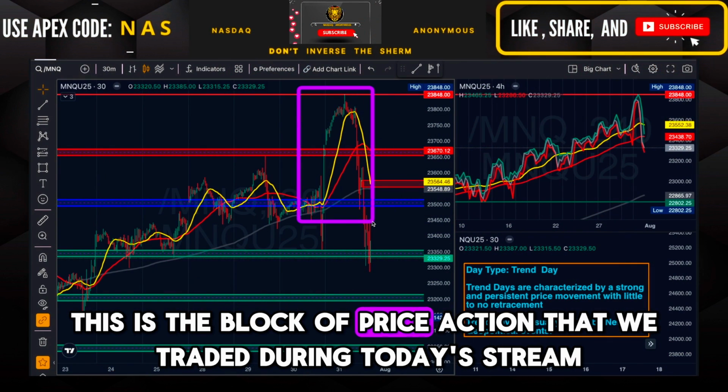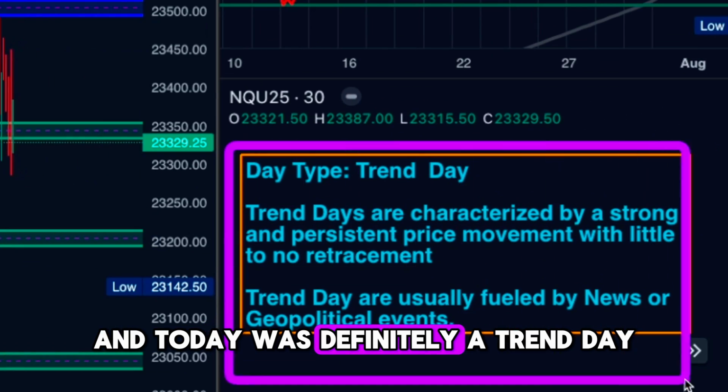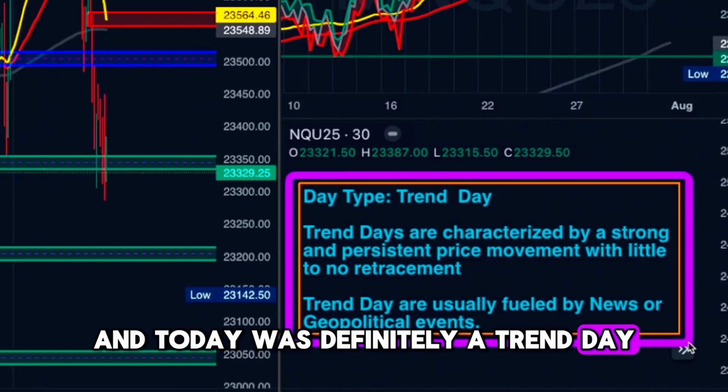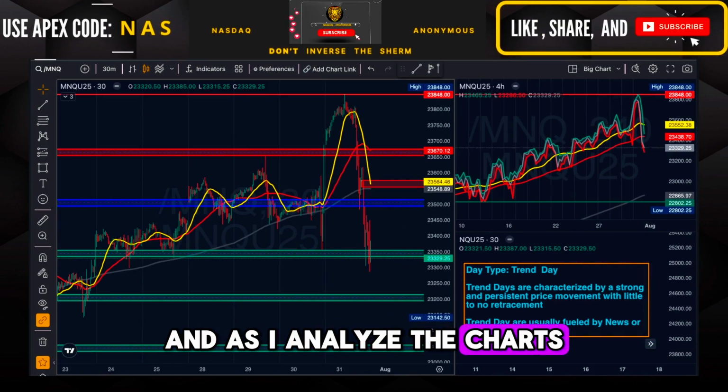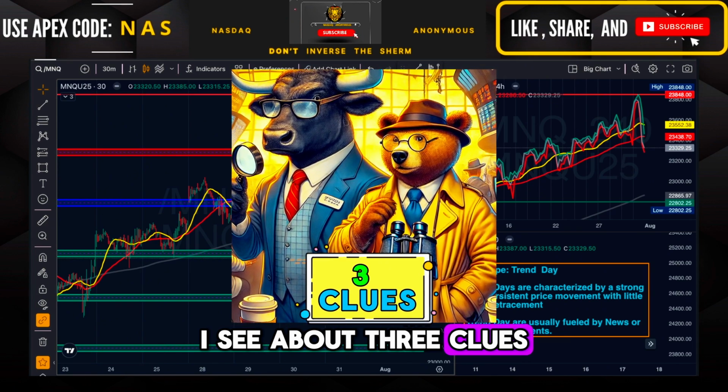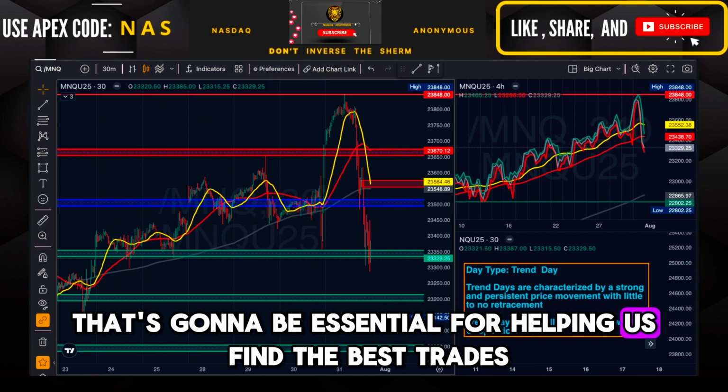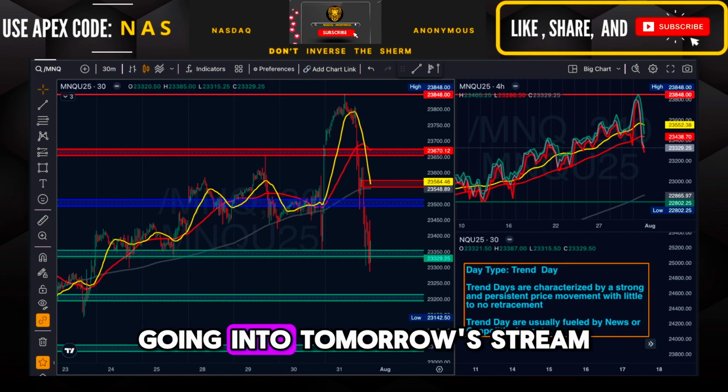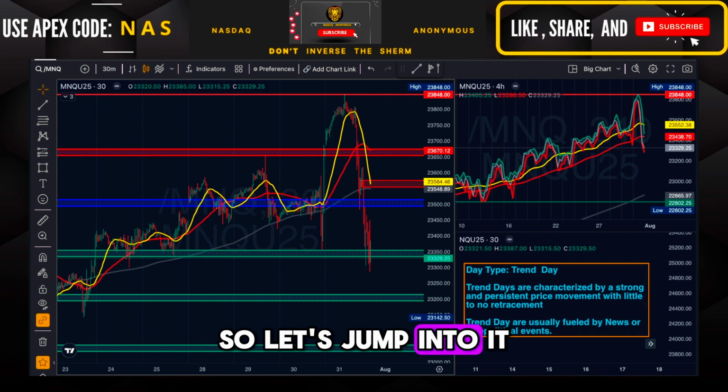This is the block of price action that we traded during today's stream, and today was definitely a trend day. And as I analyze the charts, I see about 3 clues that are going to be essential for helping us find the best trades going into tomorrow's stream. So let's jump into it.